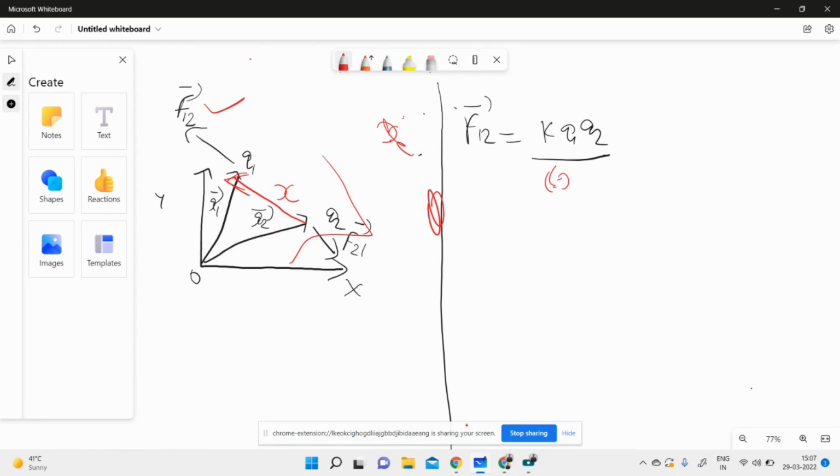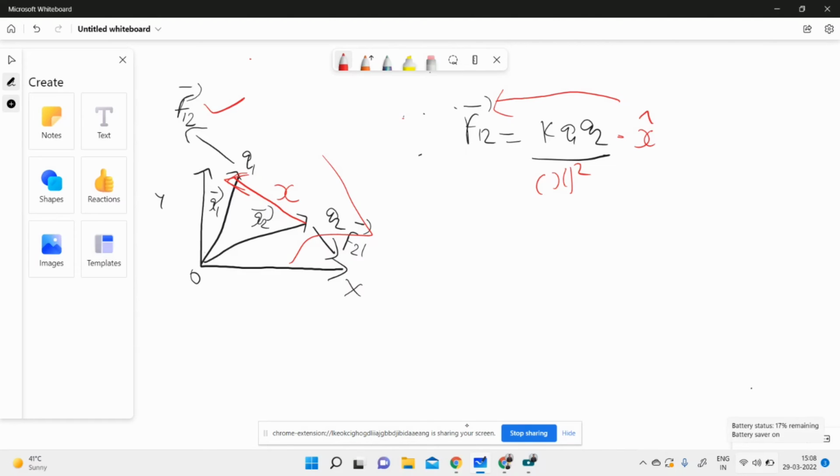Okay, sorry. So K Q1 Q2 divided by R square. R square means the distance between two charges. Let us say it as x square into x caret. Now what does this x caret represent? It's a unit vector. It is to represent the direction of this force. That means x will have the direction which the force will have. Clear? So finally, see, this is your R2.